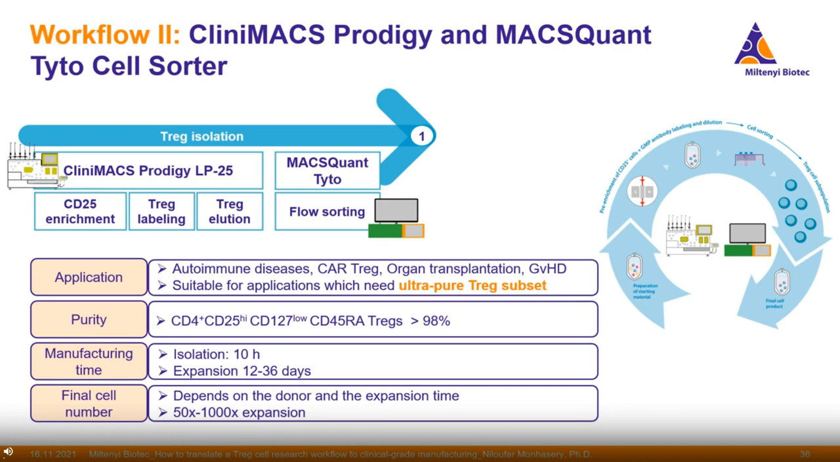And the isolation part takes about 10 hours, and expansion as well, as I've mentioned in the previous case, it really depends on your protocols, which approach you want to use, what your downstream application is, and how much you need to expand your cells. It can vary from 12 to 36 days. And the final cell numbers are again dependent on the donor and the expansion time, but normally you need to reach 50 times to 1,000 times expansion.